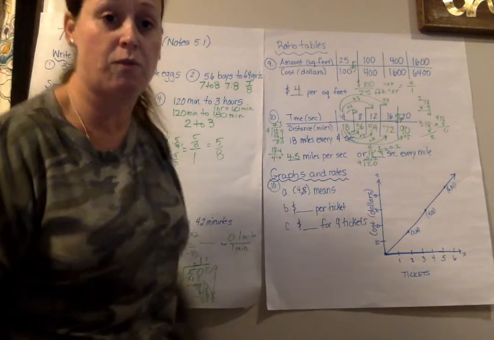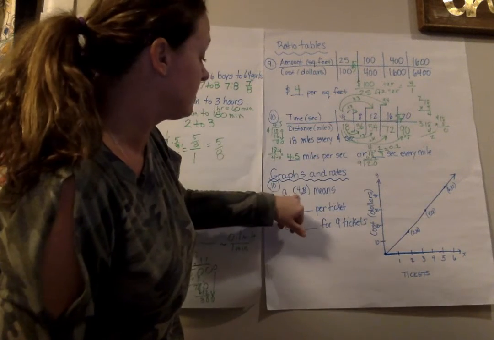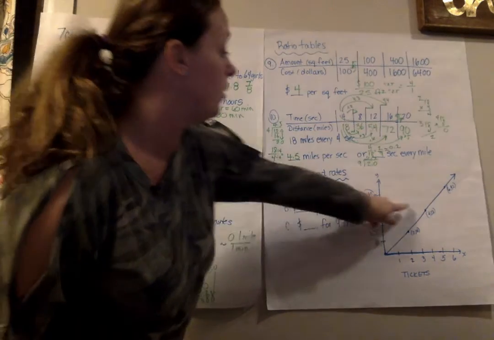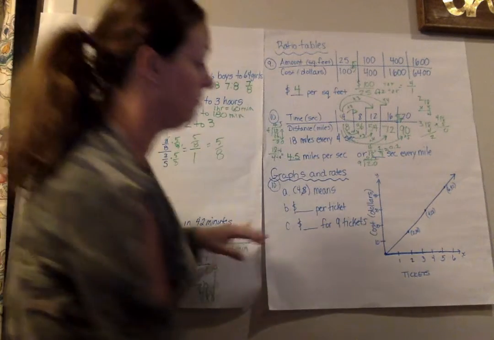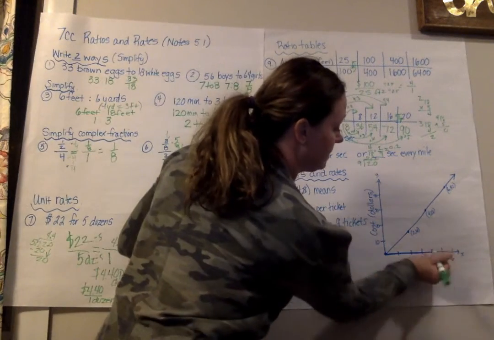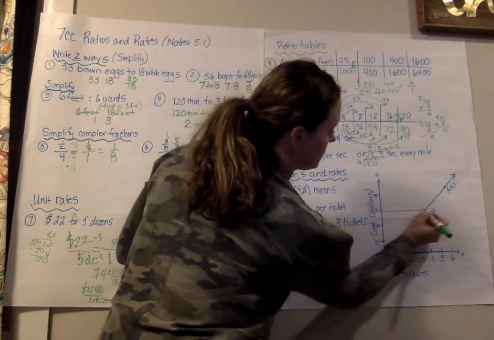We can also use graphs to find rates. If I were to look at this graph, it's asking me what the ordered pair (4, 28) means. So I have to use the units on the graph to help me. Well, this is tickets, and this is 4. This is cost in dollars, and this is 28.